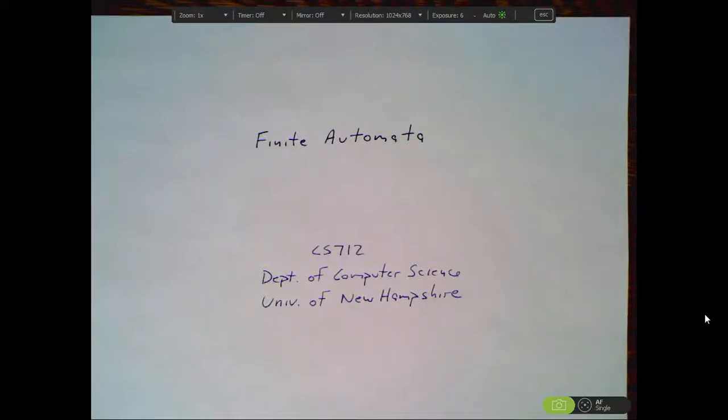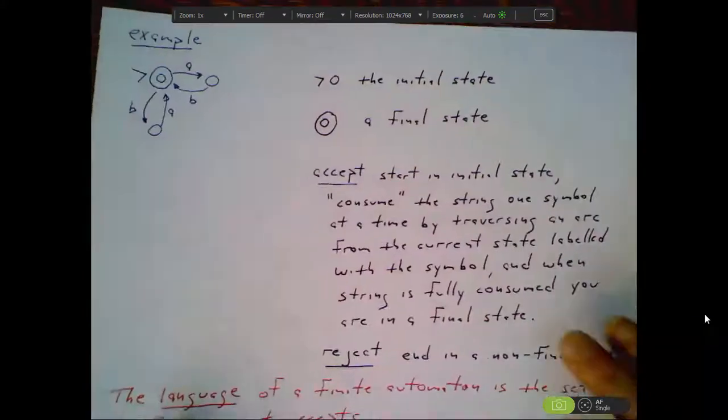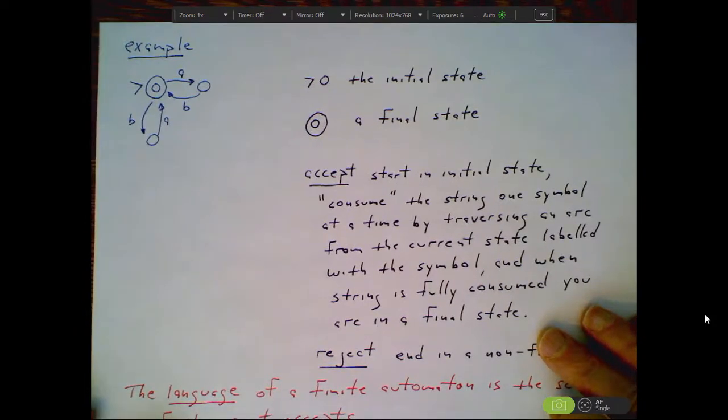In this session I'm going to talk about finite automata, also known as finite state machines. This is the machinery that's capable of solving the recognition problem for regular languages. And again, I'm assuming this is review. So let's look at a simple example.